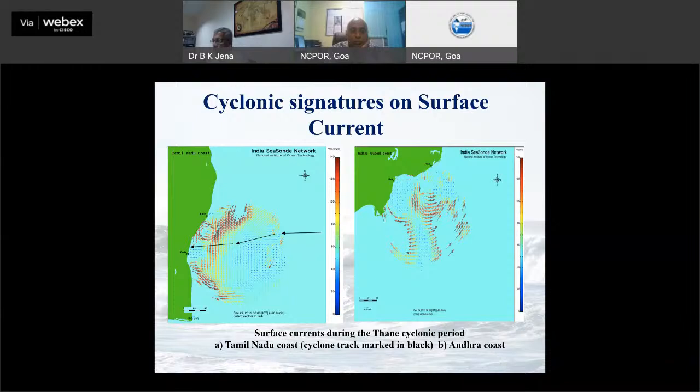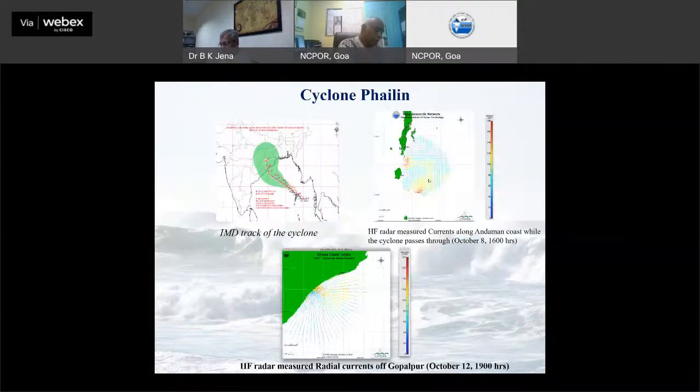Some of the figures I am showing here, during a cyclone, how the current patterns are changing. This is the Thane cyclone, which hit near southern Tamil Nadu. And this has gone in between our Kalpakkam and Kadalur. Not only this Tamil Nadu data, you see that it has even affected the Andhra Pradesh data also.